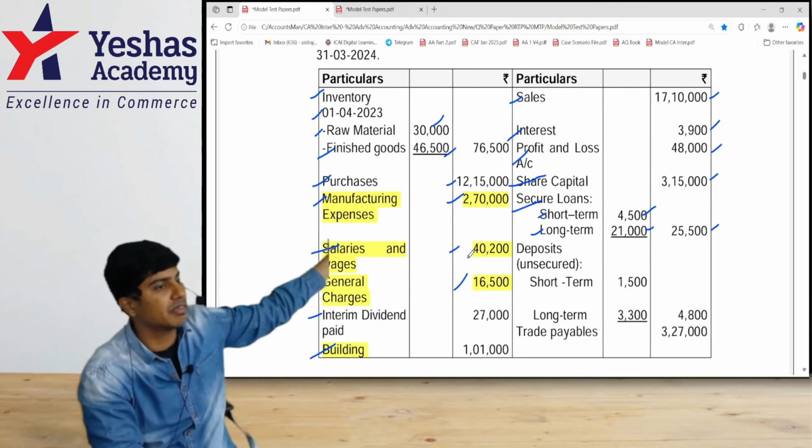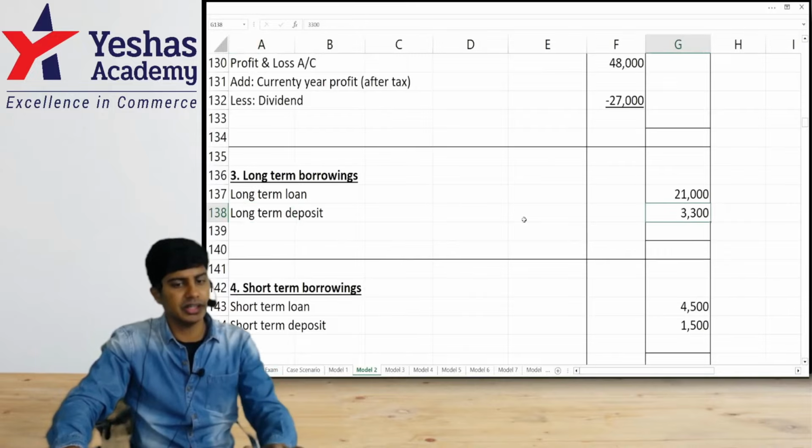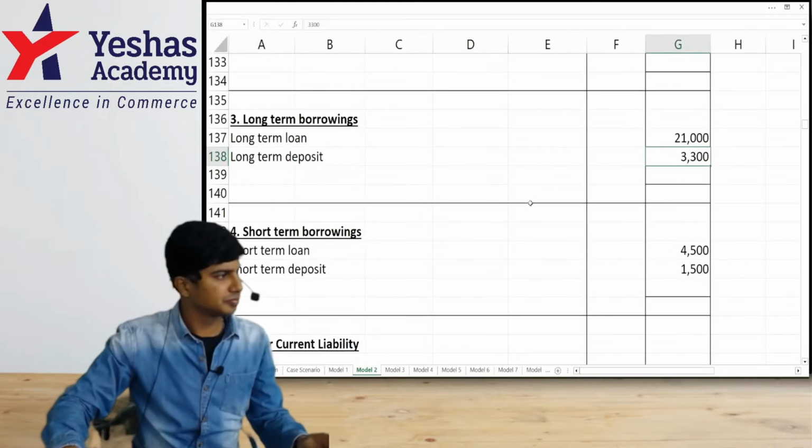Because it's given on the credit side in trial balance, it is someone else has deposited money with us, towards it's a liability. Short term deposit amount will be written as short term borrowing, long term will be written as long term borrowing. Short term how much did it come to? 1,500. Long term how much did it come to? 3,300. Got it? Say something.